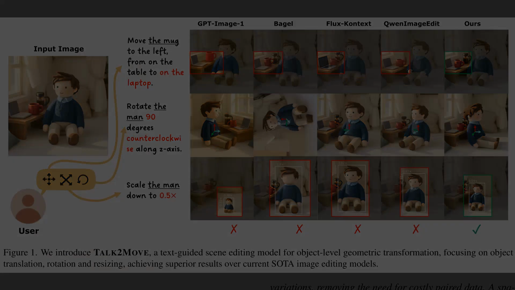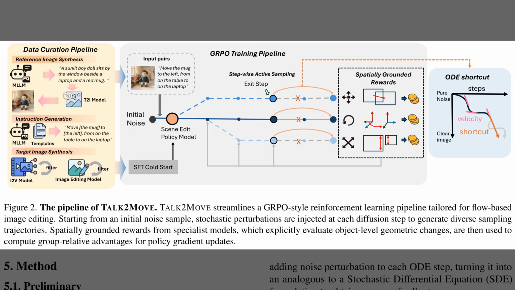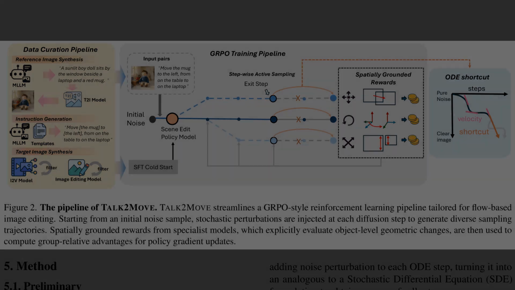While the previous figure showed the results, Figure 2 breaks down the complete system pipeline. On the far left, the data curation component creates synthetic training pairs by using video generation and editing models to simulate object movements. The main section, the Group Relative Policy Optimization Training Pipeline, then uses this data for a cold start before switching to reinforcement learning. Here, the model generates diverse editing trajectories, which you can see branching out in the center. Finally, the spatially grounded rewards block on the right evaluates these edits using specialized tools for rotation and scaling, feeding that signal back to optimize the policy.